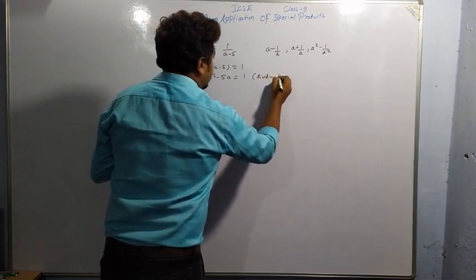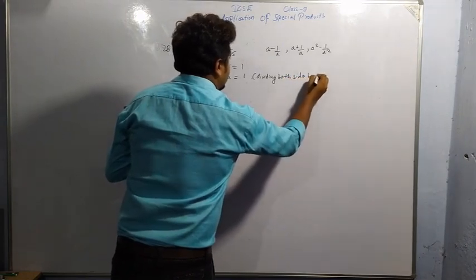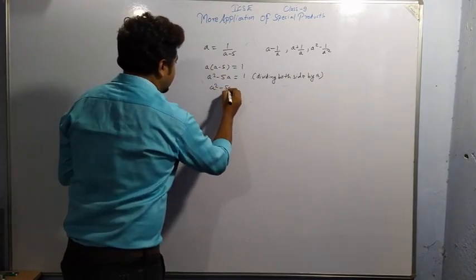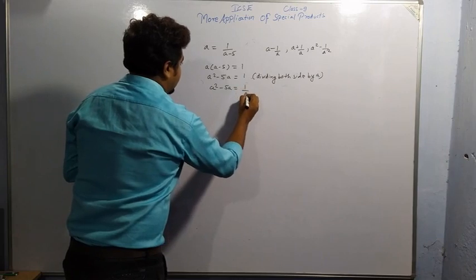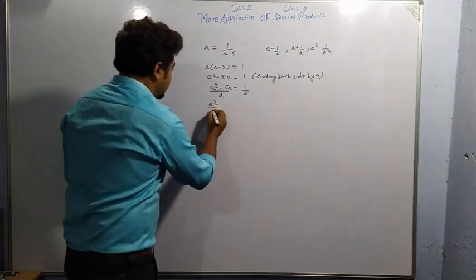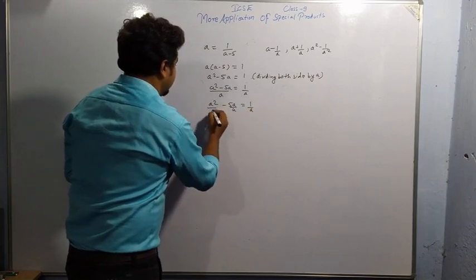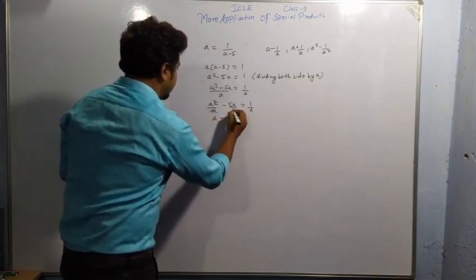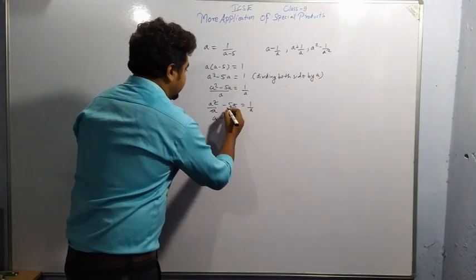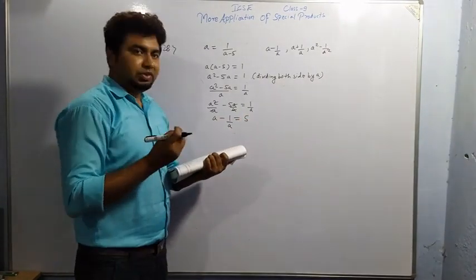This we are getting. Now dividing both sides by a. So what will we be getting? A square minus 5a on the left, 1 by a on the right, dividing by a on both. So it will be a square by a minus 5a by a is equal to 1 by a. From here a and a get cancelled. A minus 1 by a, I am taking this to the left side, and this minus 5 to the right side. So we are getting one value. A minus 1 by a is equal to 5. So this is the first value.